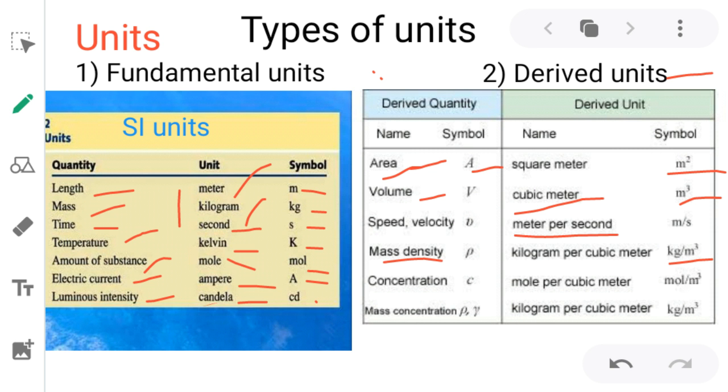So this is how we should understand what a unit is, what is fundamental, and what is derived. You should mainly know the difference between fundamental and derived quantities and their units.